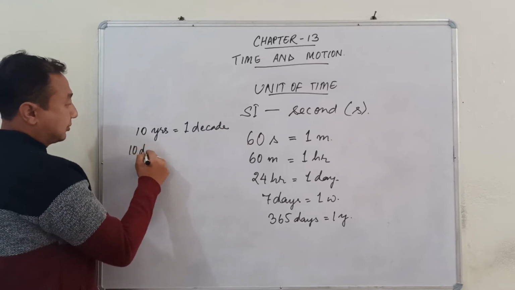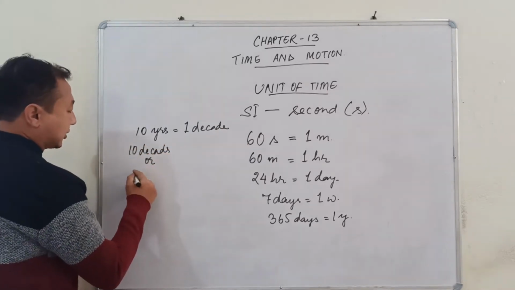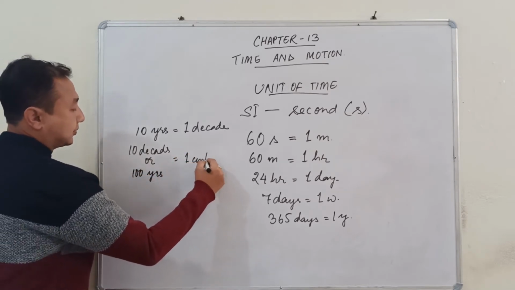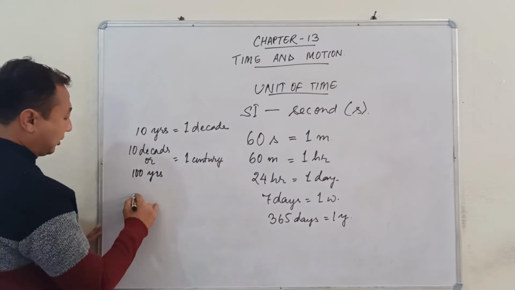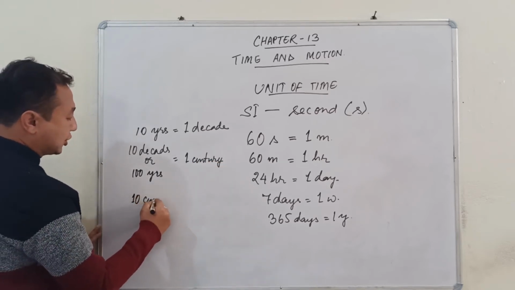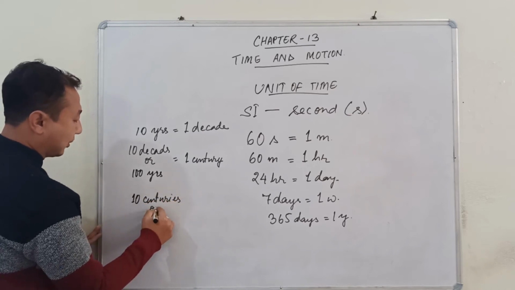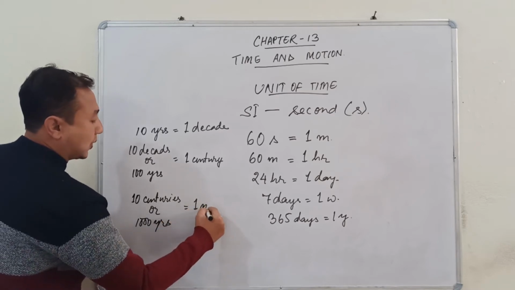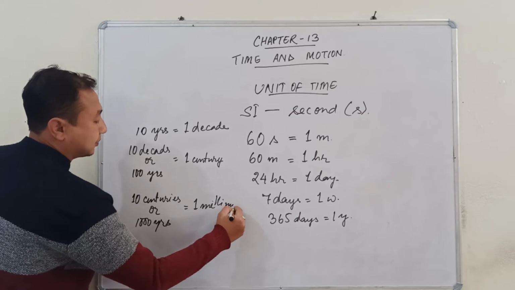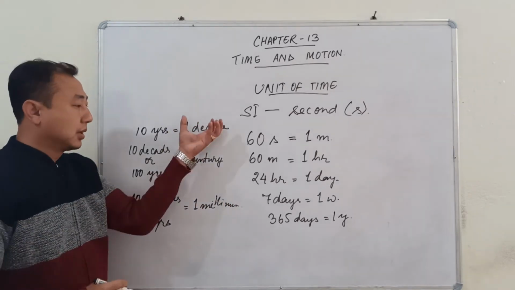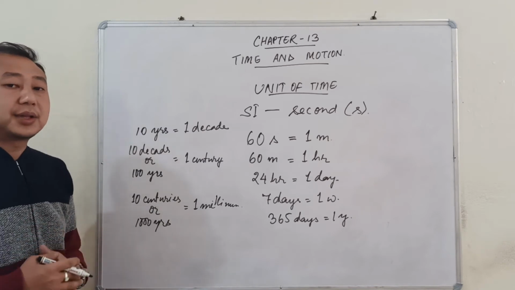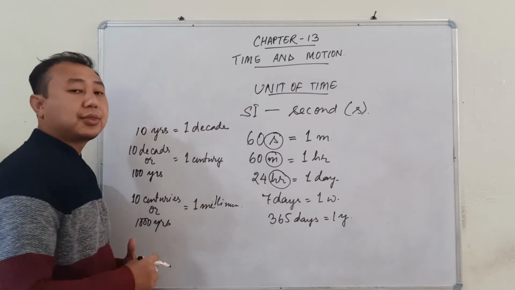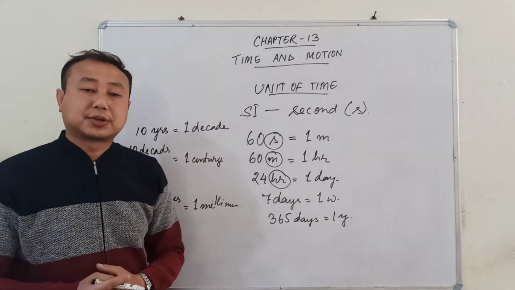10 decades or 100 years is equal to 1 century. 10 centuries or 1000 years is equal to 1 millennium. So in this way, we can relate different units of time. But in our day-to-day life, we generally use second, minute, and hours for measuring the time. So these are the units of time.